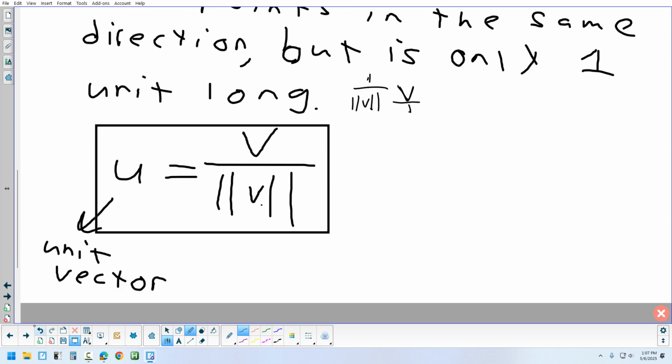If I give you a vector that's already 1 unit long and ask you to make it a unit vector, then there's nothing to do. It's already 1 unit long. But chances are, if I'm asking you to find a unit vector, it will not be 1 unit long.